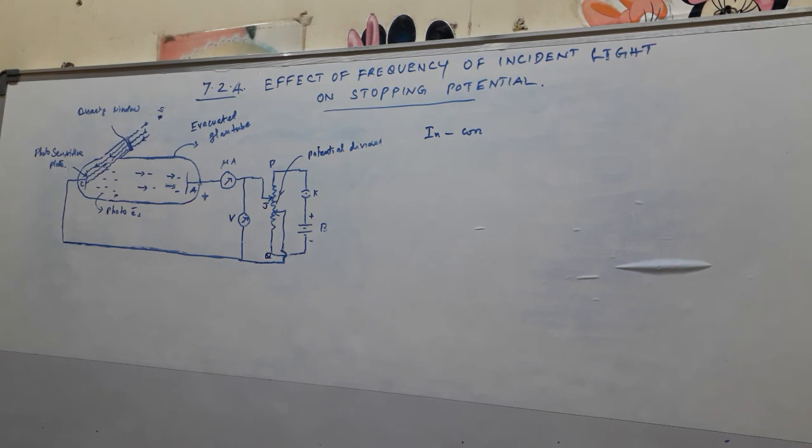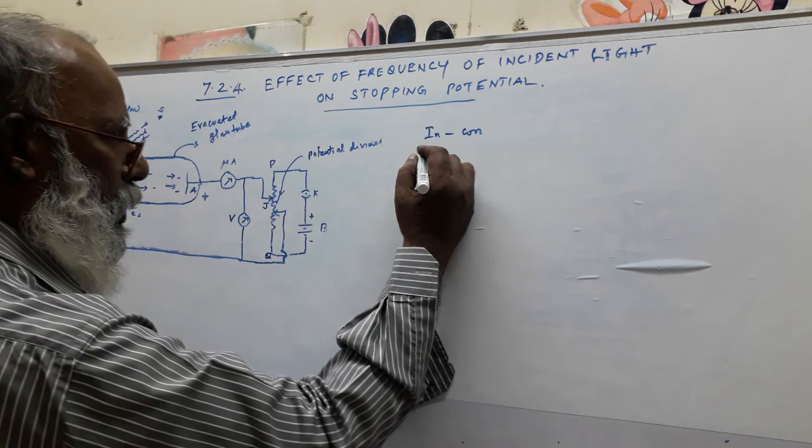Now, the variation of photocurrent with the collector electrode potential is studied for radiation of different frequencies, and a graph is drawn between these two. That's what we are going to do in this experiment. But one thing is clear: we are keeping the intensity constant.